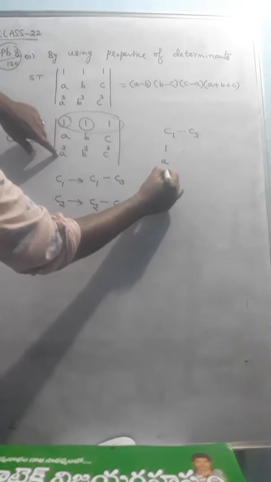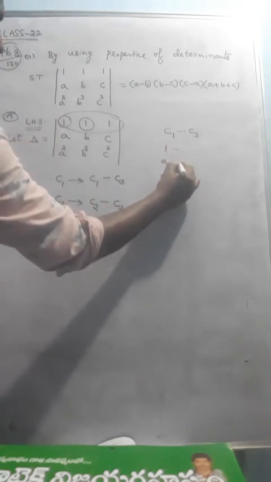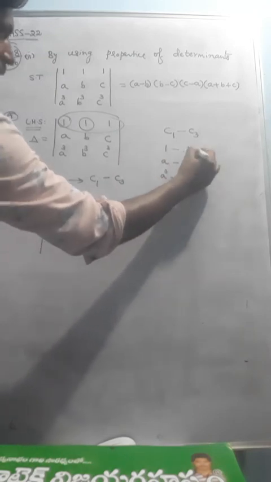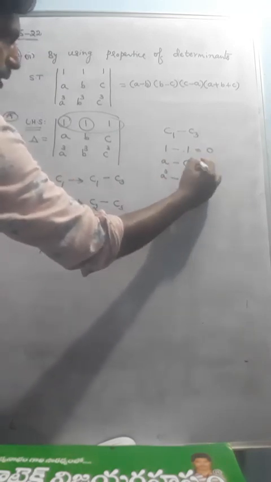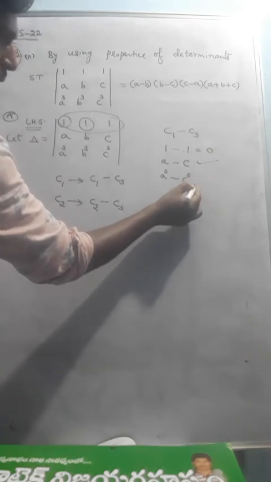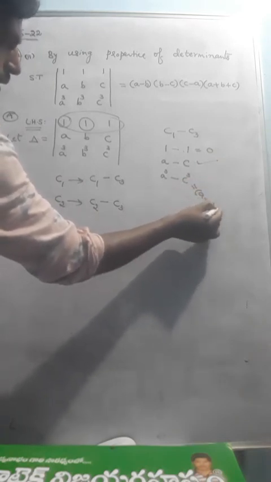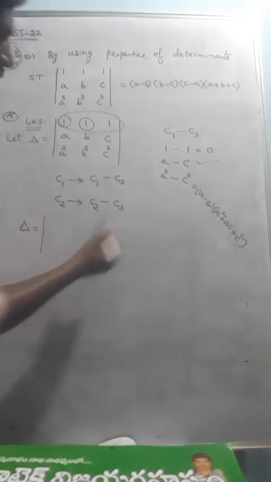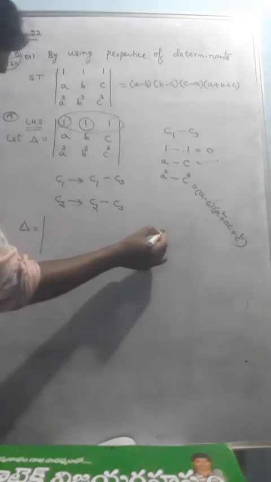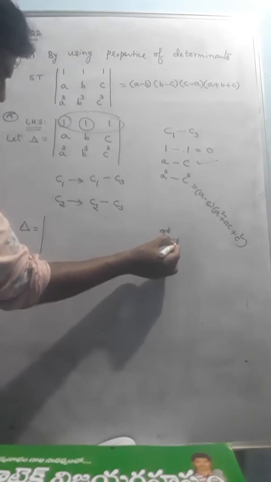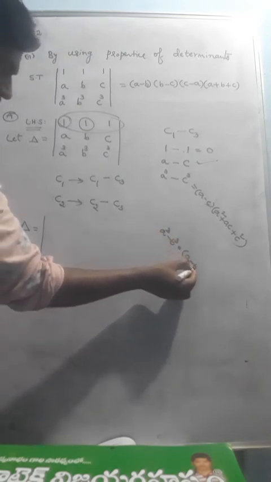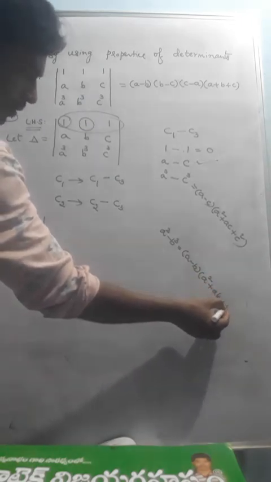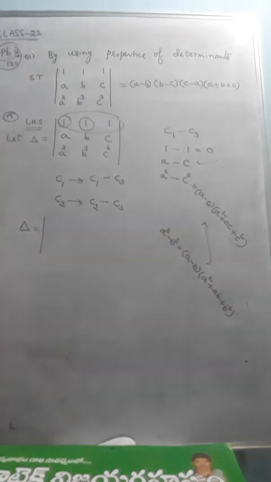A cube. So minus, minus, minus. The C3 value is 1, C cube. 1 minus 1 is 0. This is A minus C, same as it is. A cube minus C cube is equal to A minus C into A square plus AC plus C square. We know the formula: A cube minus B cube is equal to A minus B into A square plus AB plus B square. You can apply this formula here, then you will get the answer.